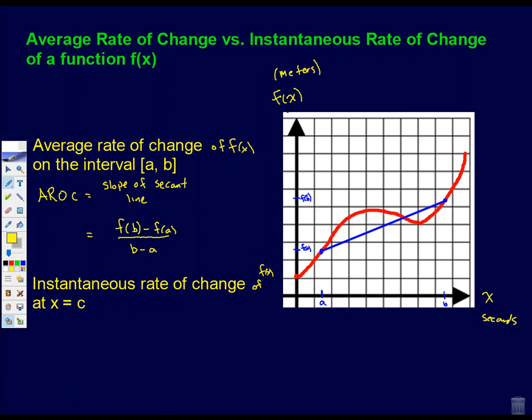Now, at an instantaneous point, we can mark another number. So I'm going to put C arbitrarily somewhere in here. Let's say C is here. Now that is just a single instant in time. So let's put a dot there. I can find f of C.